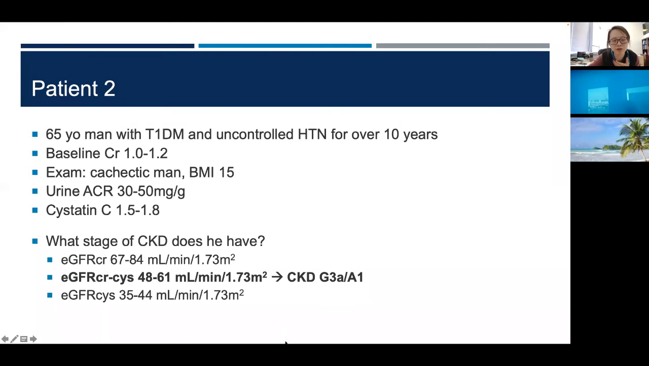This is an eGFR based on using creatinine or cystatin or combined. And then when I use combined creatinine cystatin, his GFR is 48 to 61. So I call him to have CKD, grade 3A/A1 stage.